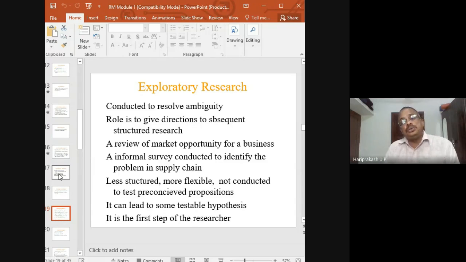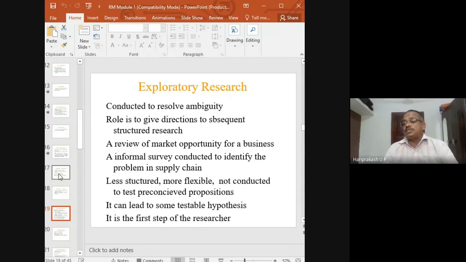So how will you do it? You will be in an ambiguity, a confusion state: what to do, how to do, where to do. For that, you first have to do exploratory research. Ambiguity means confusion, and to solve that confusion, a research you do is called exploratory research. Its role is to give direction for subsequent structured research.